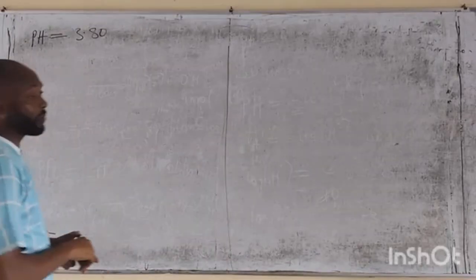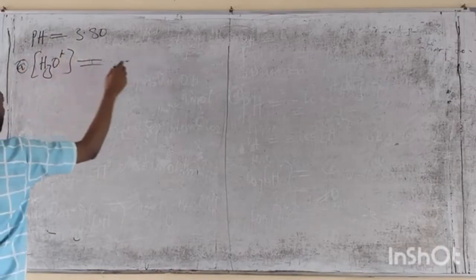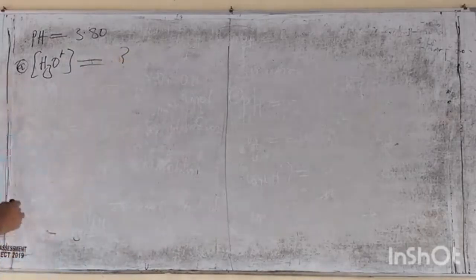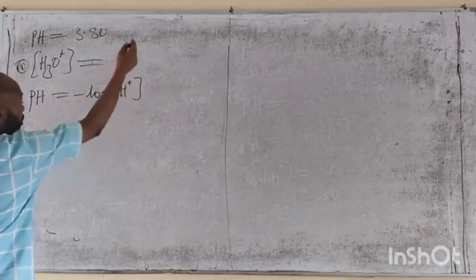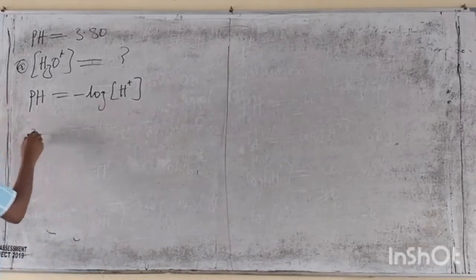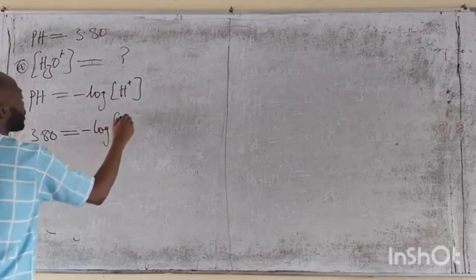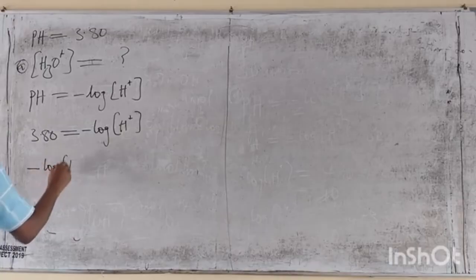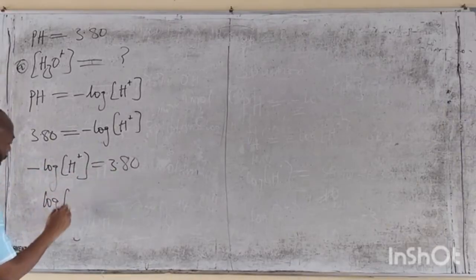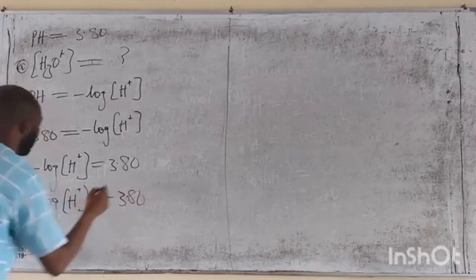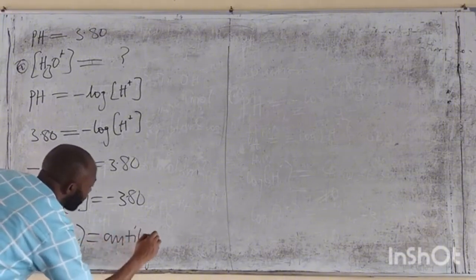What is the hydronium ion concentration? A. The hydronium ion concentration or hydrogen ion concentration is equal to what? That's what they are asking us. So solution: pH is equal to the negative logarithm of hydrogen or hydronium ion concentration. It is the same thing. So my pH there is 3.80. This is equal to minus log of hydrogen ion concentration. So minus log of hydrogen ion concentration is equal to 3.80. If I multiply both sides by minus 1, I will have log of hydrogen ion concentration equal to minus 3.80. I look for the antilog on both sides: the hydrogen ion concentration is equal to the antilog of minus 3.80.